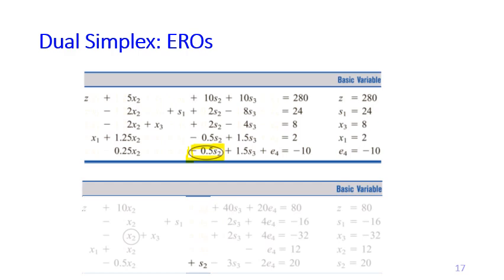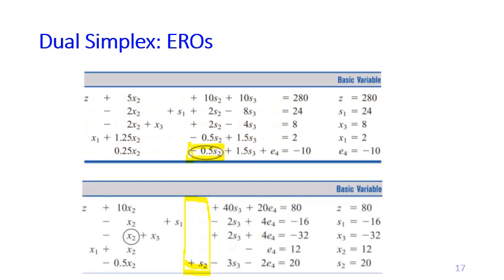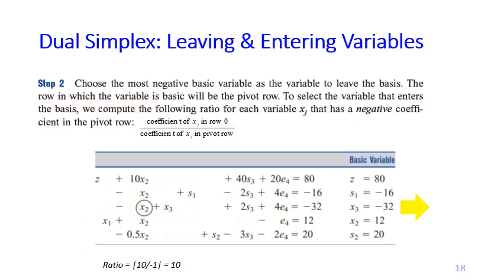It means that in the next table, this position must be 1, and all other coefficients in that column must become 0. So we perform a row elementary row operation such that we get this new table. In the new table, we still have a negative right-hand side. So again, we pick the one that is most negative to leave the basis. Here it is x3 is the most negative basic variable, minus 32. And then this is the pivot row.